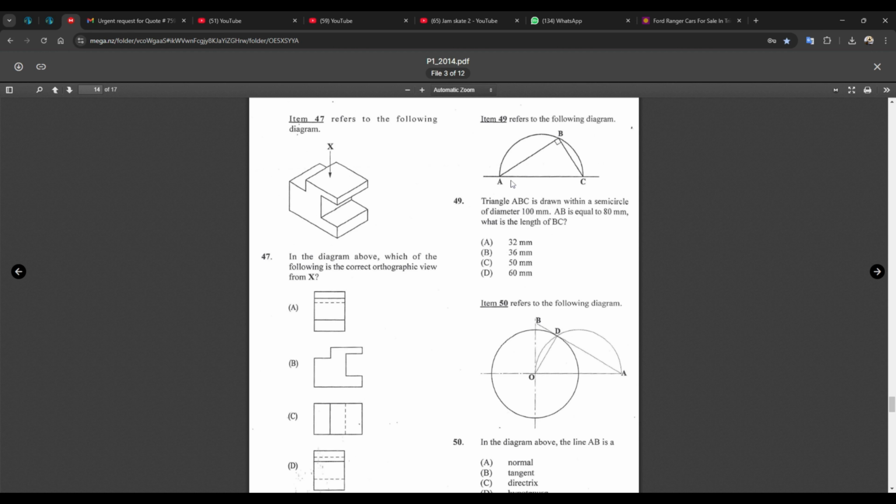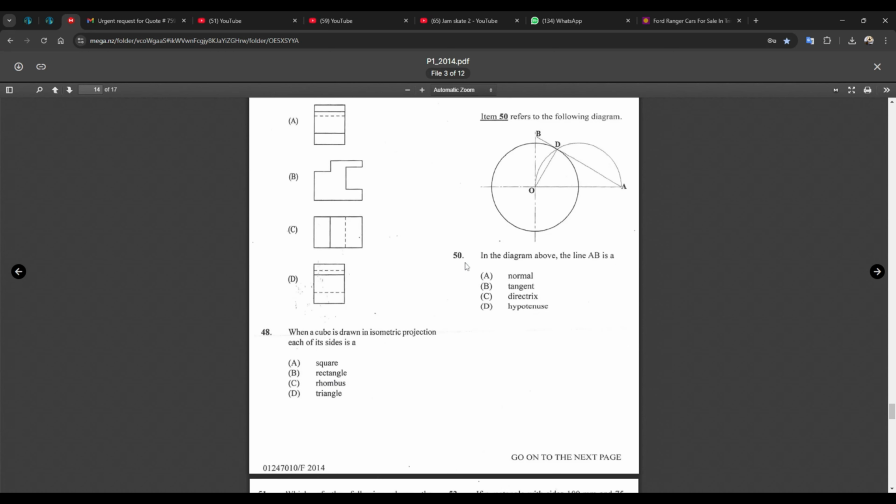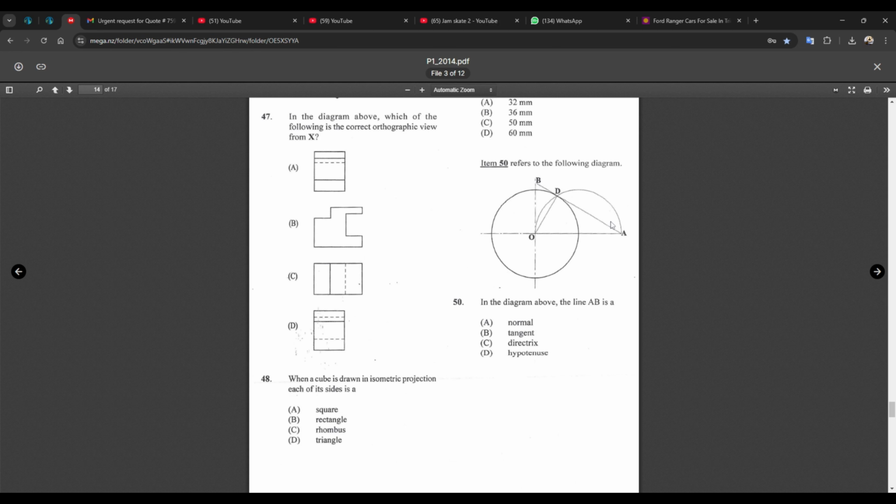Number 49. Triangle ABC is drawn within a semicircle of diameter 100. So the side AC, which would be the hypotenuse, is 100. AB is equal to 80. So this is AB here. What is the length of BC, which is the shorter side? The answer is 60. D.